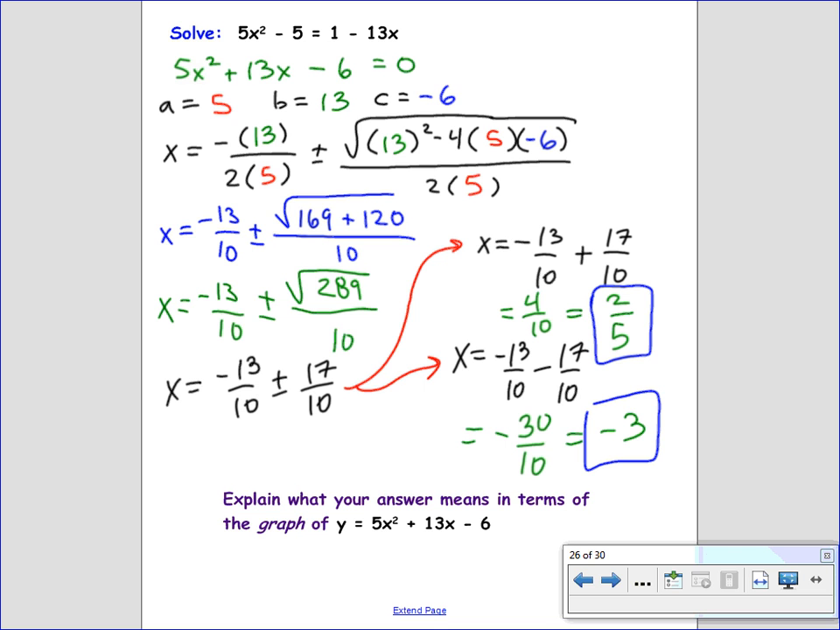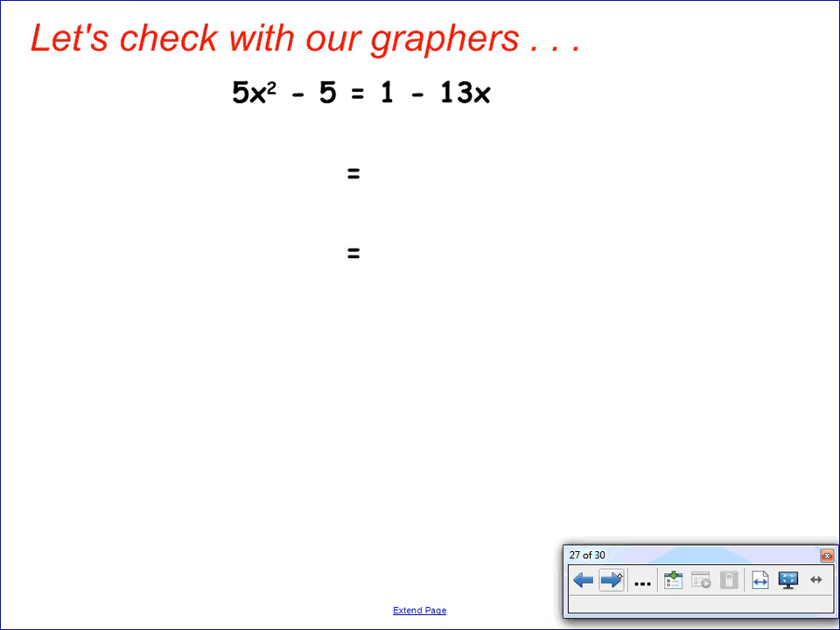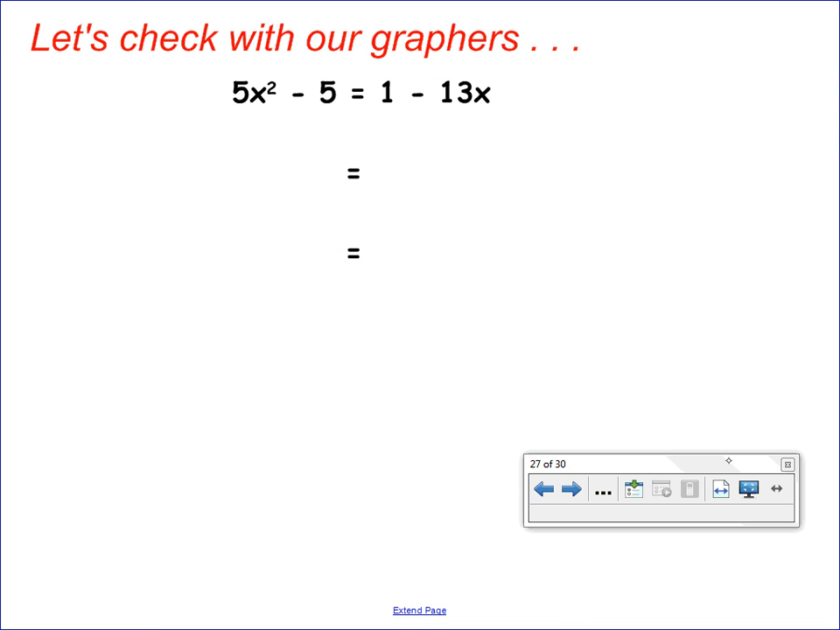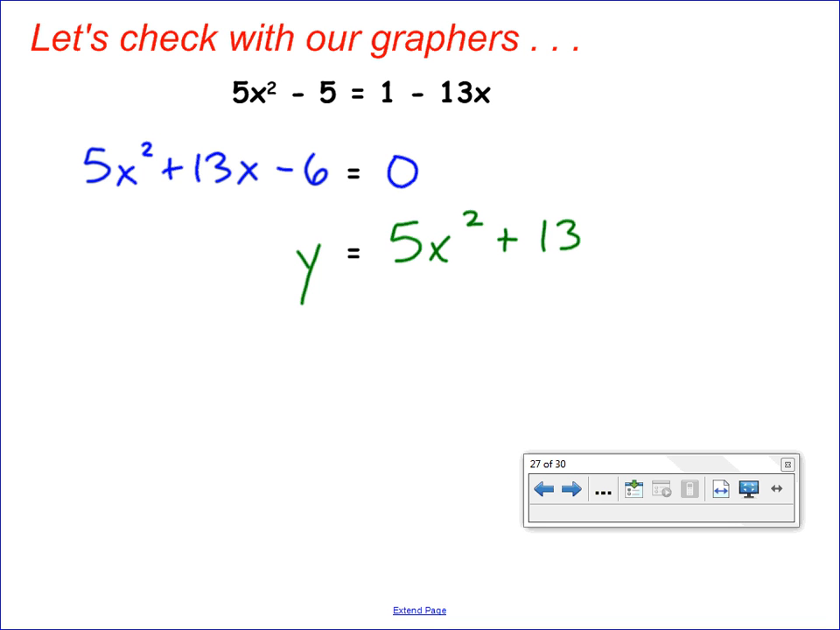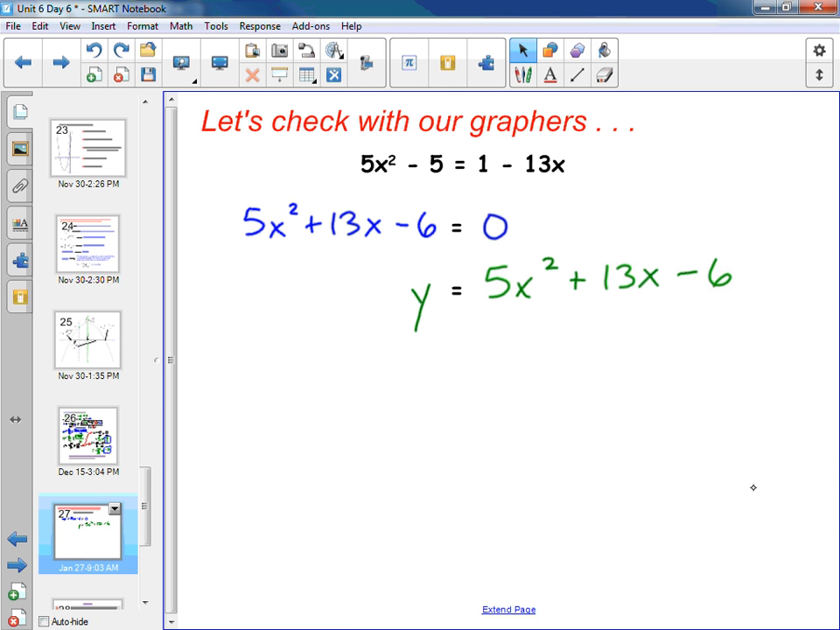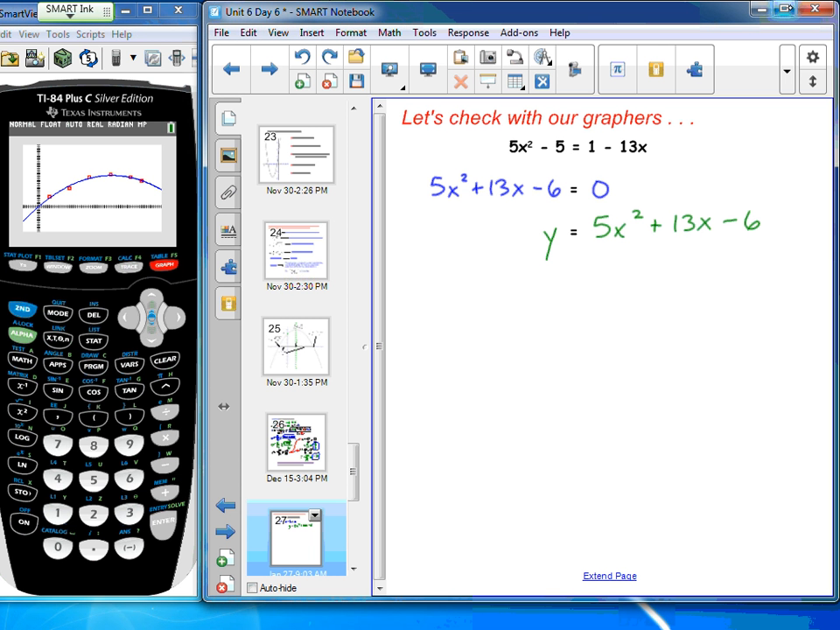Let's verify that with our grapher. So we'll check with our grapher. I'm going to rearrange into standard form. We already added over my 13x. We subtracted over our 1 and set equal to 0, and then called that a function. y equals 5x squared plus 13x minus 6. And so we'll go to the grapher and grab that equation.